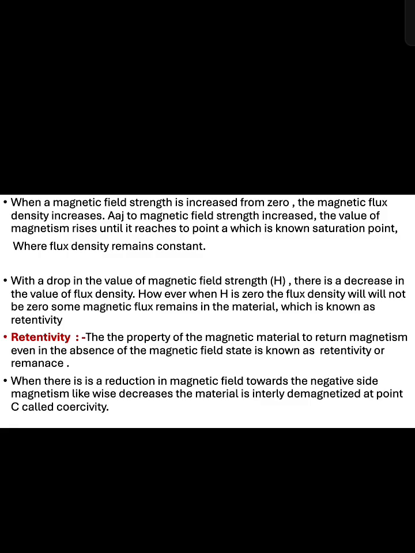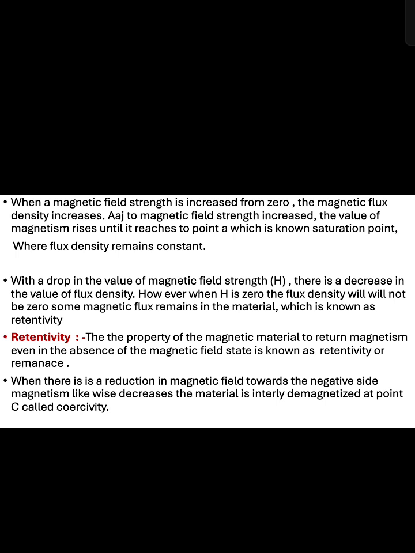When the magnetic field strength is increased from 0, the magnetic flux density increases. As the magnetic field strength increases, the magnetism rises until it reaches a point known as the saturation point, where flux density remains constant. With a drop in the value of magnetic field strength, there is a decrease in the value of flux density. However, when H is 0, the flux density will not be 0.